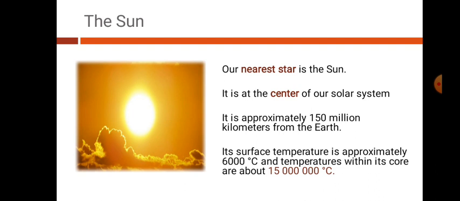Okay, and the temperature within its core, that is at the center, is about 15 followed by 6 zeros degrees Celsius. So it's 15 million degrees Celsius. So the sun is that much hot, and this is because of all those nuclear reactions which take place inside it. What kind of nuclear reaction takes place, we will learn in the coming slides. Okay, so moving on to the next slide.